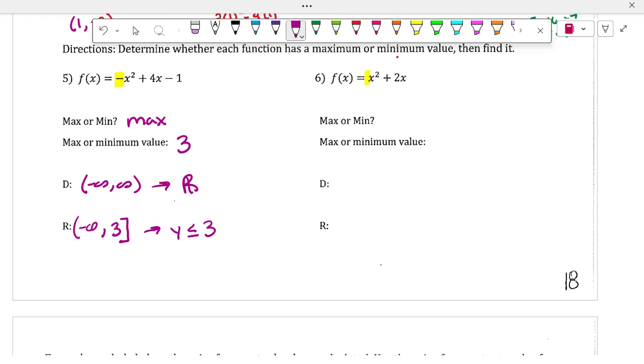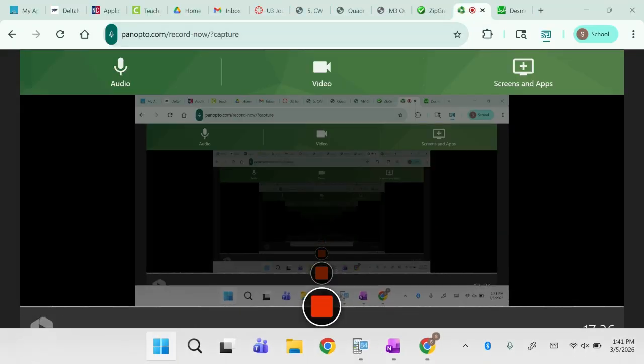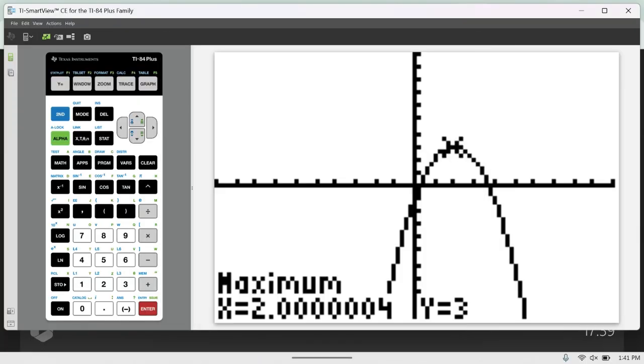All right. Last one, 6. So I'm not going to go over page 19 because that's just kind of more of the same. If you want to check your answers, the key's already posted. So is 6 a max or a min? It's a min. Why? A value is positive. So if I want that max or min value, I'm just going to put this into my calculator.